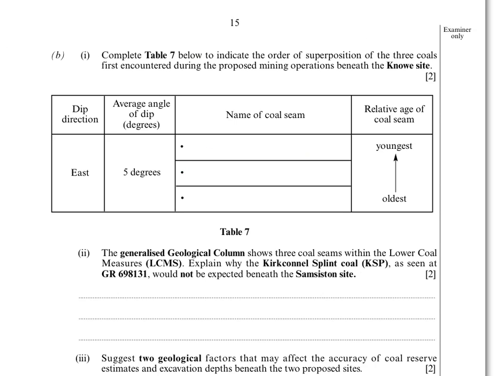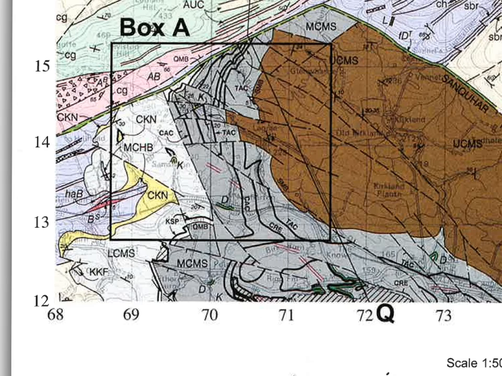Question 7b asked you to complete this table to indicate the order of superposition of the 3 coals first encountered during the proposed mining operations beneath the No site. Alright, so it's a bit complicated, a lot of information there, so let's have a look at the map. The No site is in this quadrant of this square, and you can see that the coal measures are marked TAC, CRE, CAC, these are the seams.